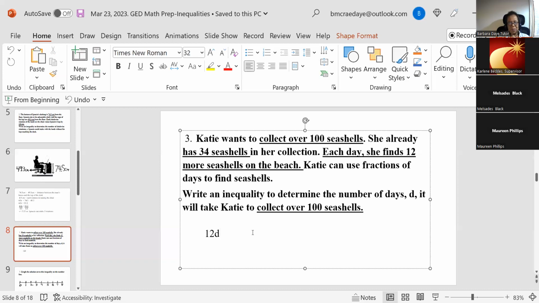Greater or equal. Yeah, it says over. So she wants to collect greater than or equal. Okay, so this would be a greater than or equal. Let's see if I have one.